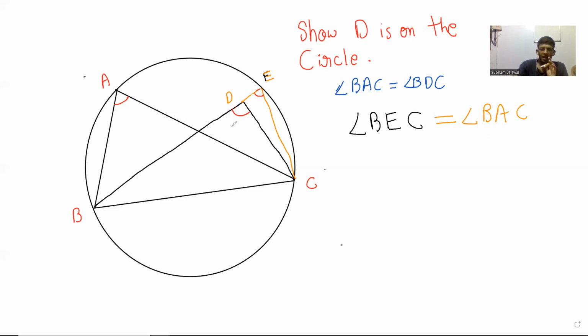Fine. Now these two angles are same, right? BDC is equal to BEC. Now the A is not important. You can see BDC is equal to BEC. Then shouldn't D and E be the same points? Yes.